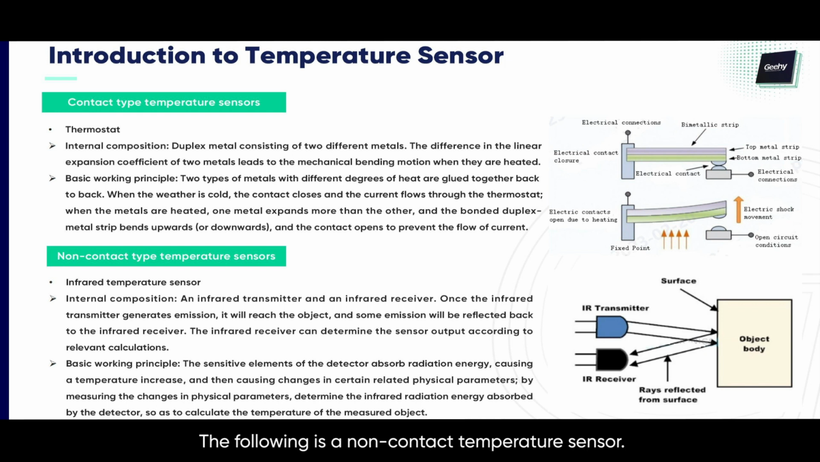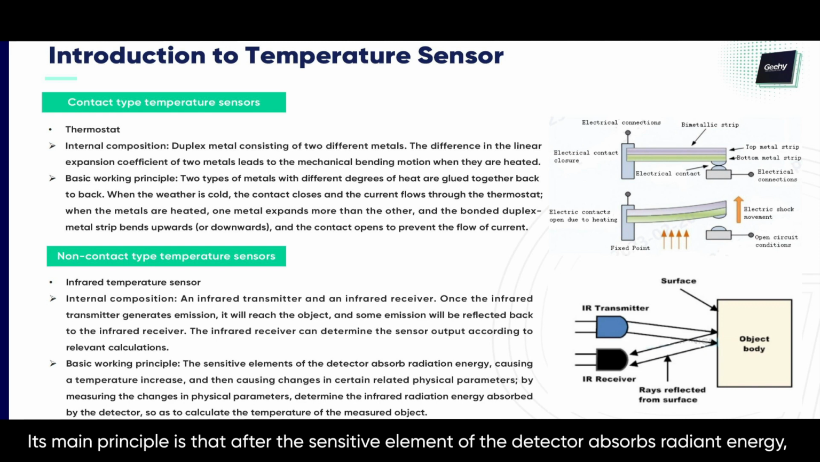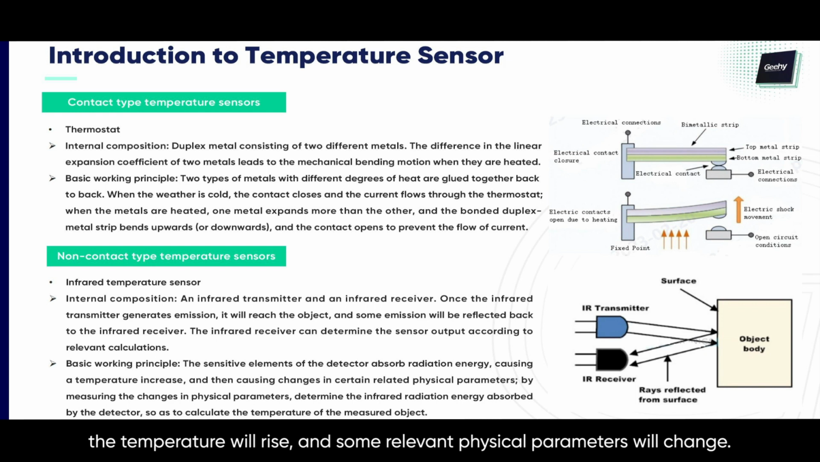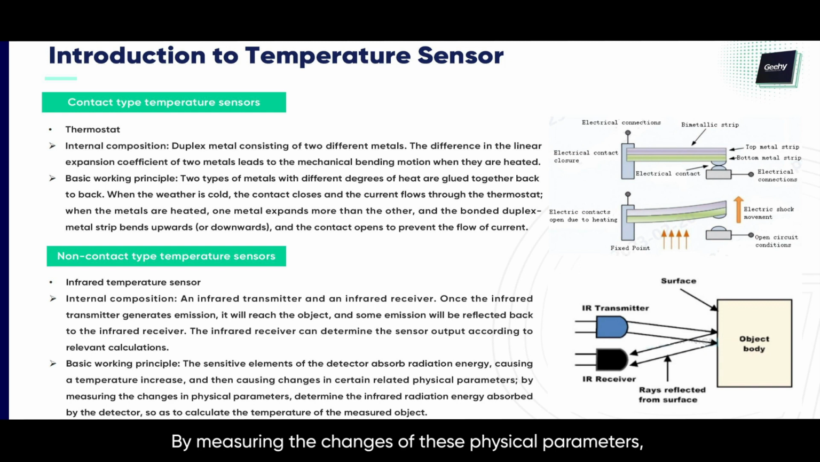The following is a non-contact temperature sensor. Its application is the infrared temperature sensor. Its main principle is that after the sensitive element of the detector absorbs radiant energy, the temperature will rise, and some relevant physical parameters will change. By measuring the changes of these physical parameters, we can determine the infrared radiant energy absorbed by the detector, and infer the temperature of the measured object.